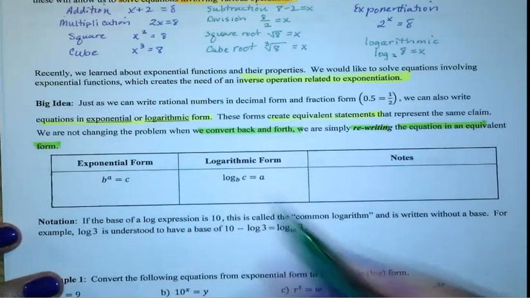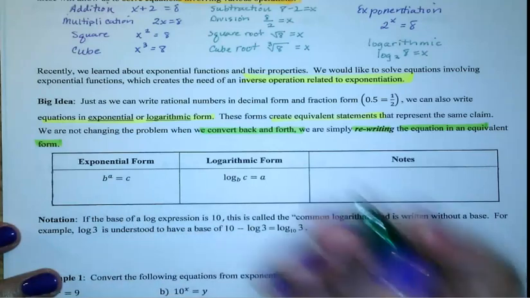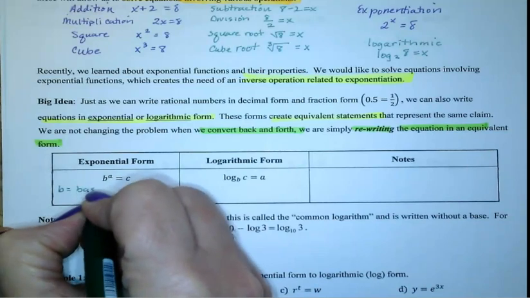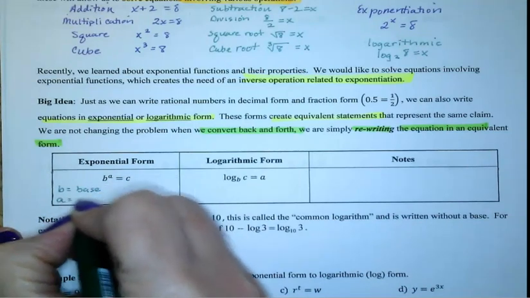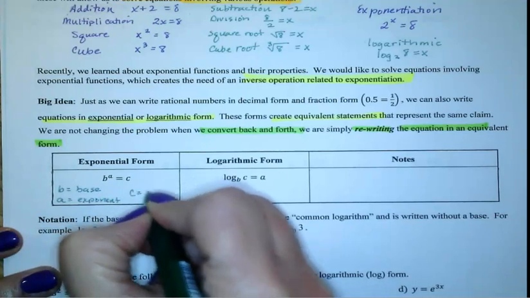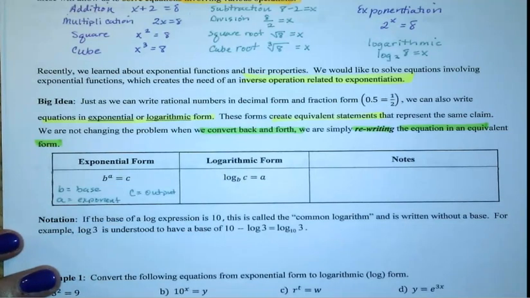So let's start with the exponential form. So if I have something b to the a equals c, then what are the parts of that? That b is the base, that a is the exponent, and the c is the output. That's the answer to the exponential form.